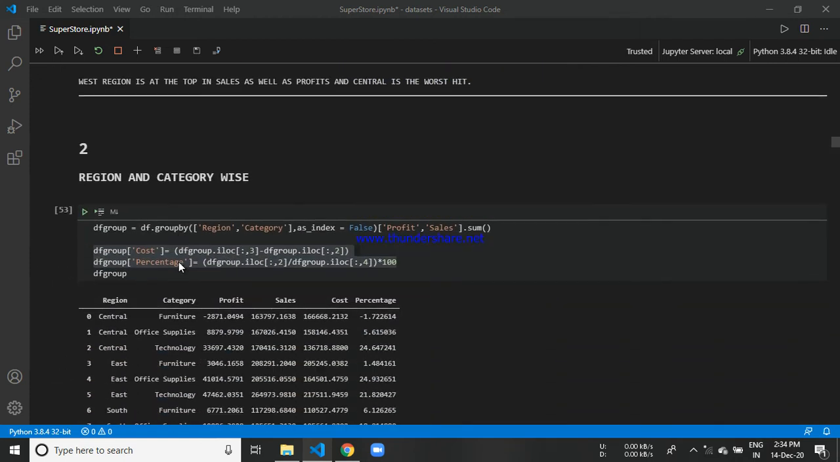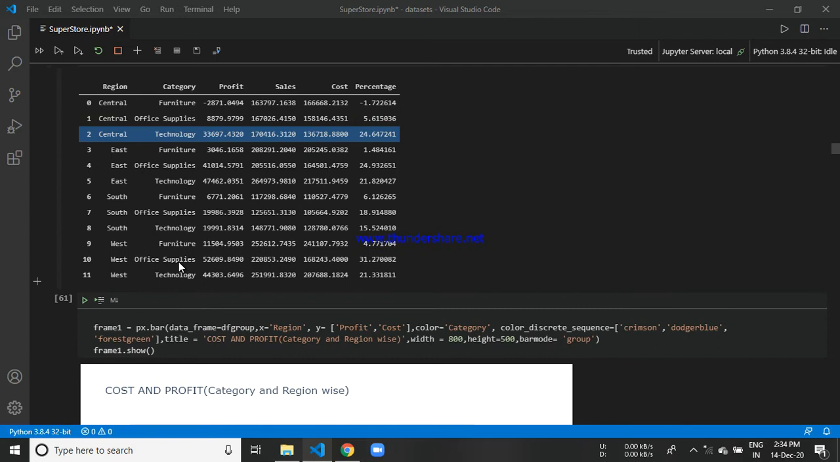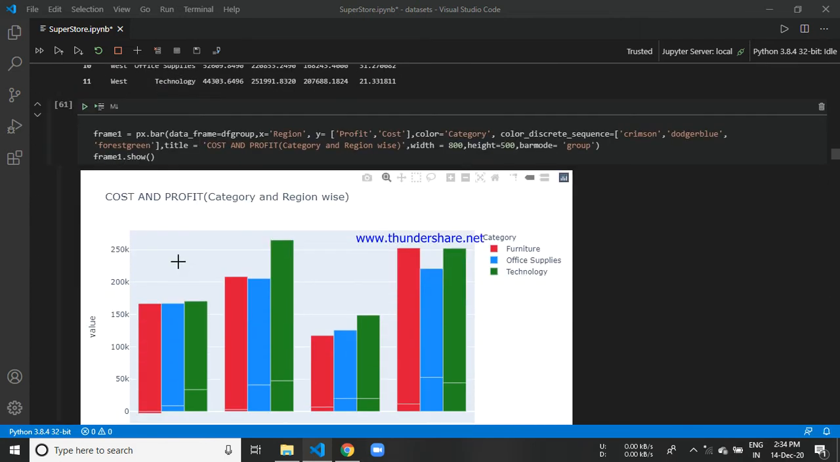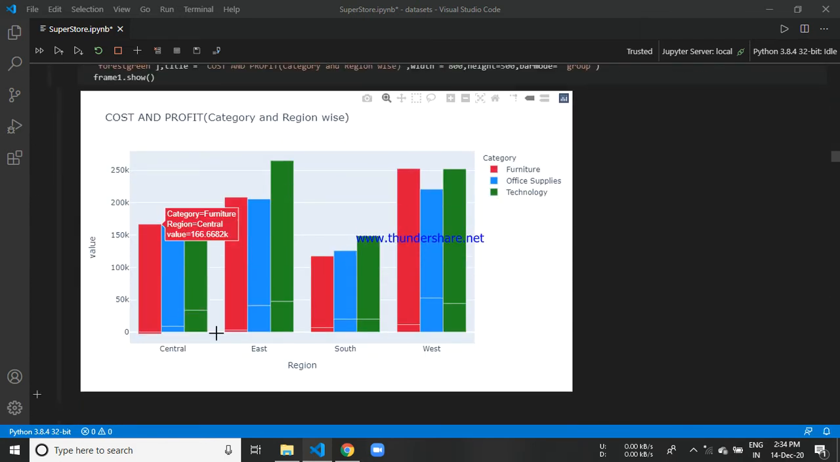Okay, so let's get going with the region and category. Here is the code and this is the diagram. We can see that there are four regions, divided into three categories: furniture, office supplies and technology. We can see the south is having the least sales but the profit margins are okay, but in the central one the sales are higher than the south, yet the central region is in the minus. It is a negative 2871. So clearly the west is a winner. It has the highest number of sales and the highest margin of profit as well.